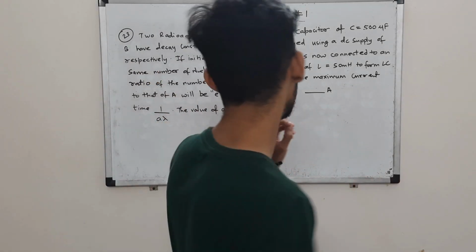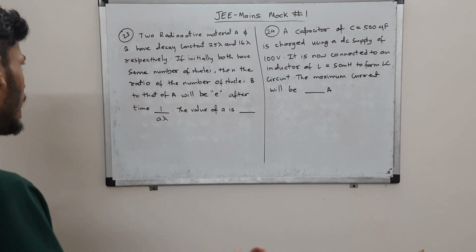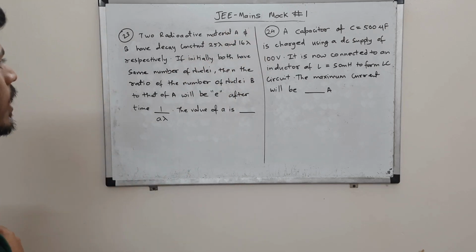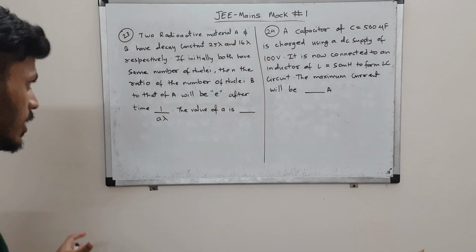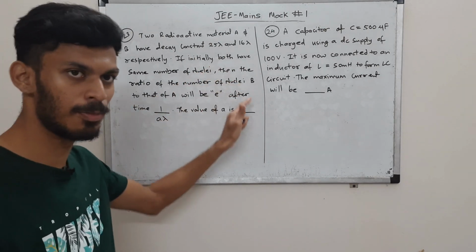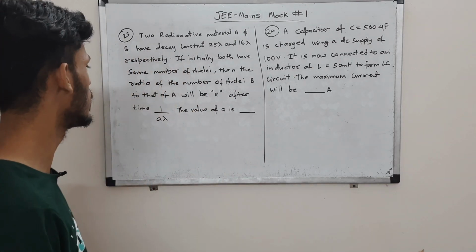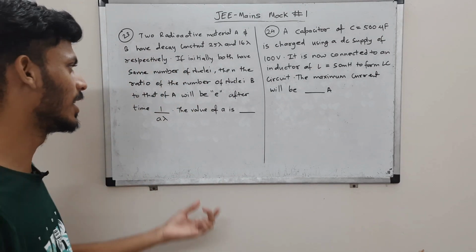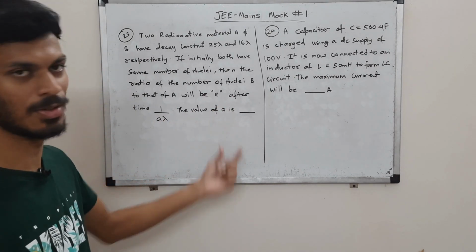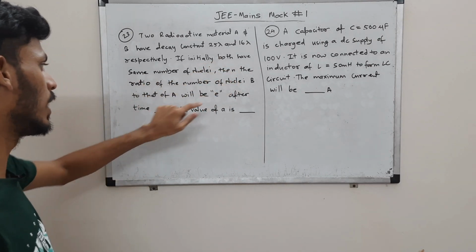Question 23. We have two radioactive materials A and B with decay constants 25 lambda and 16 lambda respectively. If their initial concentration is the same, then the ratio of the nuclei of B to that of A will become e, the logarithmic constant, 2.71828. So basically you are supposed to take the ratio of number of nuclei of B to A and equate it to e.